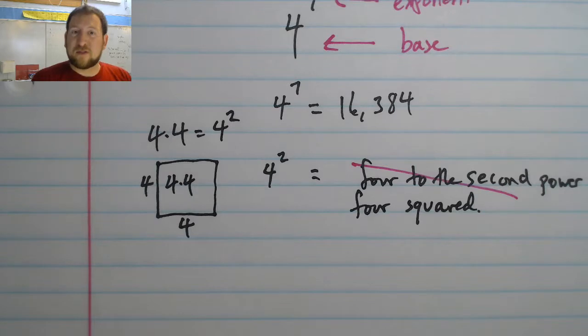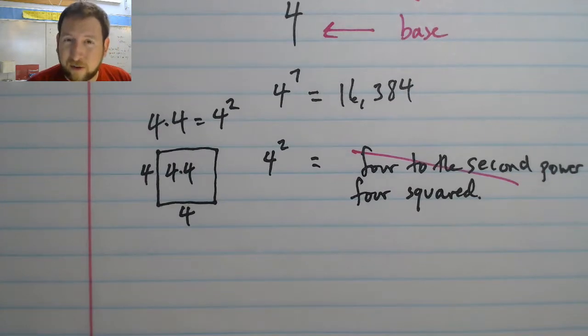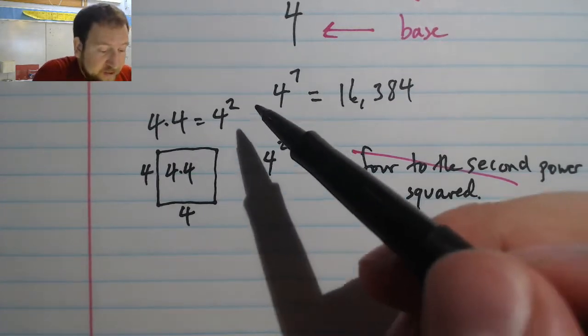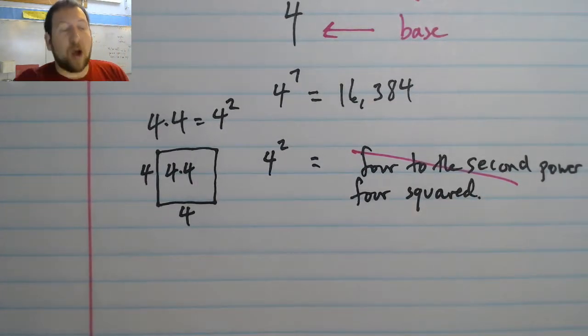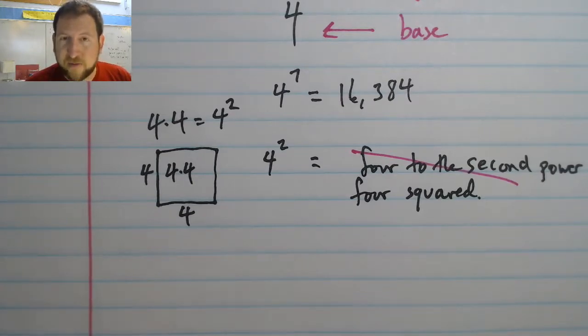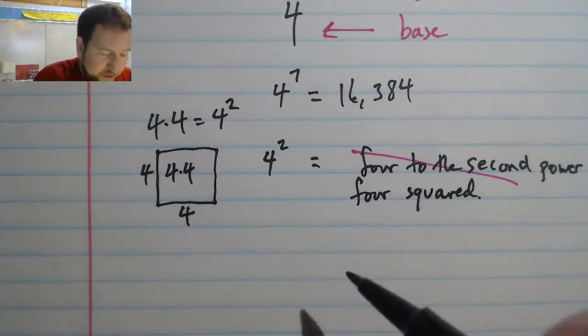And you'll notice 4 squared is easier to say than 4 to the second power. So of course a mathematician would say, well, let's choose the easier one because we're going to use that a lot. We use this to the second power all the time in mathematics. It's very, very common. So it makes sense that we'd have a shorthand for it.